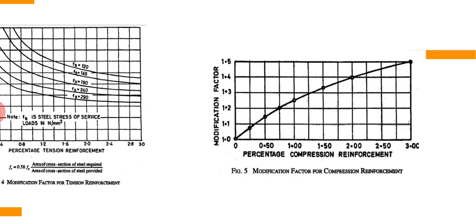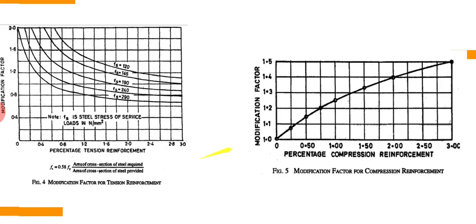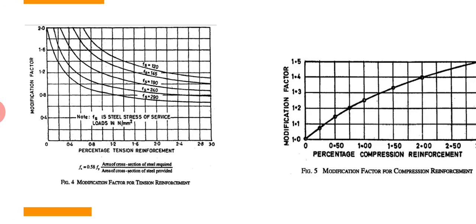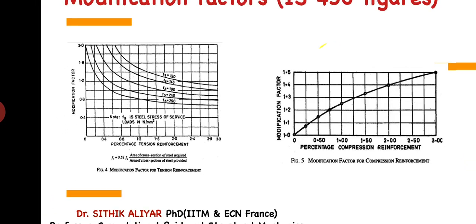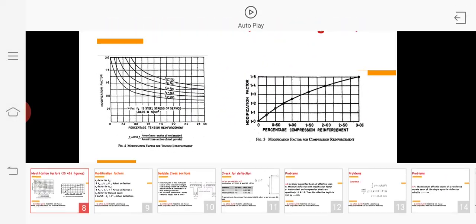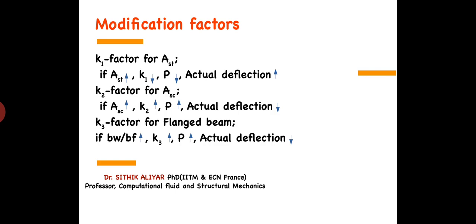Similarly, the next figure is for K2. K2 is a modification factor as a function of ASC, area of steel in the compression side of the beam. When ASC is getting higher, K2 value is getting higher. You can see on the x-axis this curve is increasing. But in the K1 figure, when AST is increasing, K1 is coming down. So when AST is increasing, K1 is decreasing, then the P value will obviously come down when you are multiplying that, so the actual deflection will be very high. Similarly for K2, as ASC increases, K2 will increase. If K2 is increasing, P is increasing, then the deflection will come down.